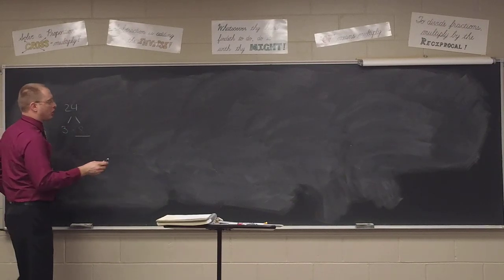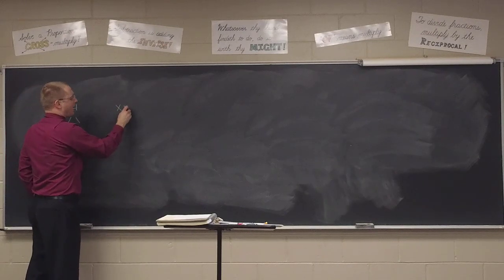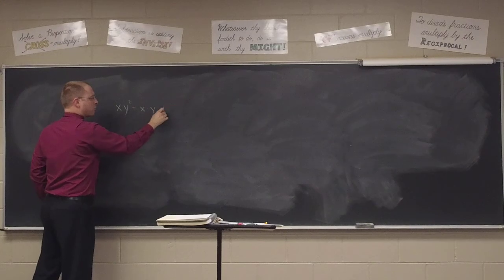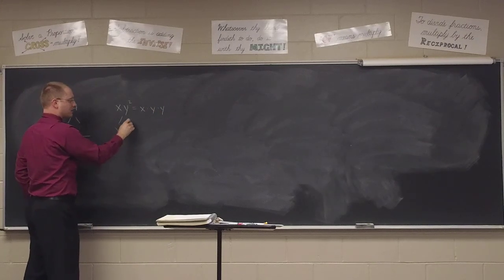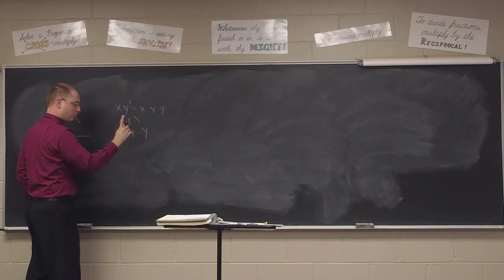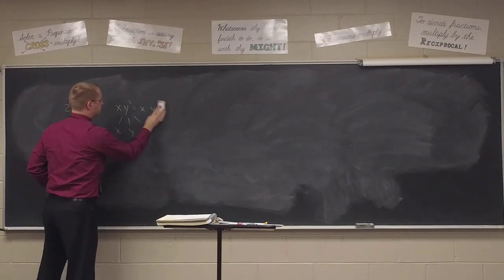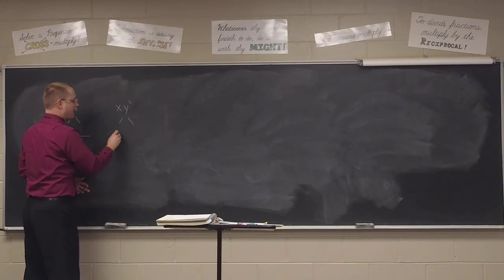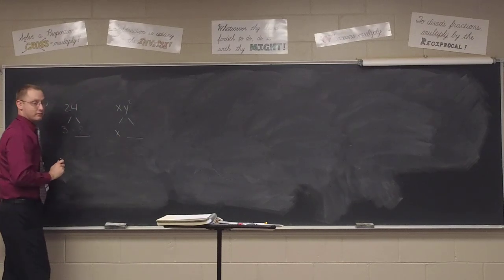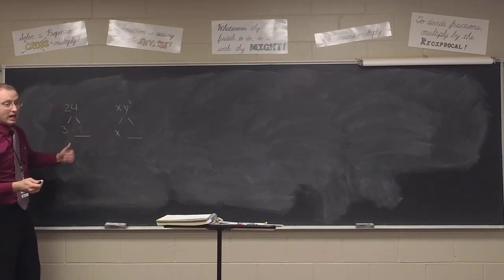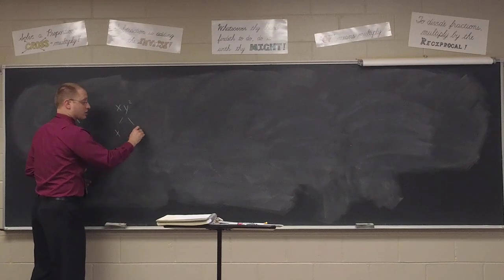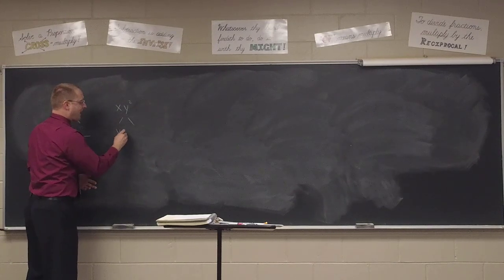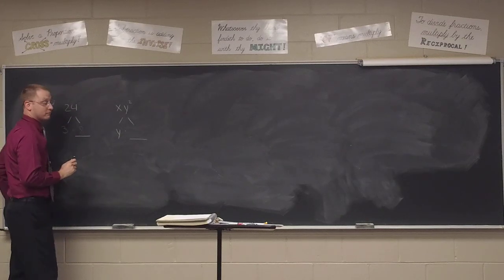If I then took this, xy squared. Now, of course, we know that's x times y, right? So x times y times y. But what if I said, I want to factor it this way? X times what? Well, obviously it's x times y squared. What if I'd said this is y times what?